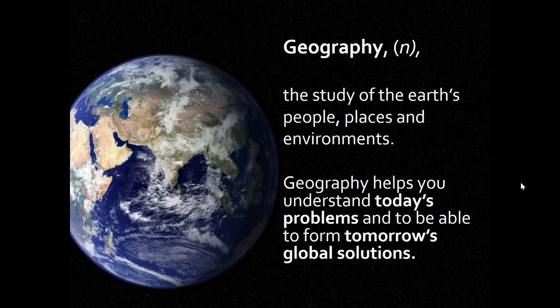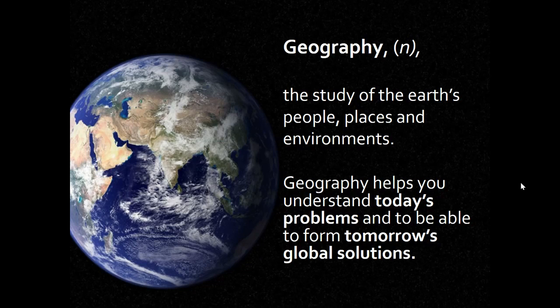The work you've done over the last 6 weeks are all to do with your GCSE geography topics. In fact, the work you have done over the last 3 years throughout Key Stage 3 geography is also all to do with our GCSE topics. So on the screen you can see that there is a quote: geography, the study of the Earth's people, places and environments. Geography helps you understand today's problems and to be able to form tomorrow's global solutions.